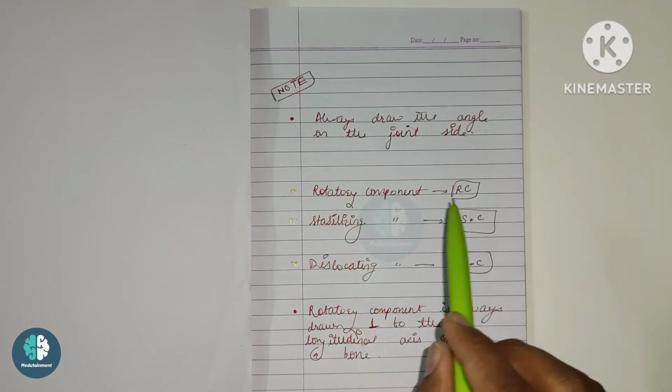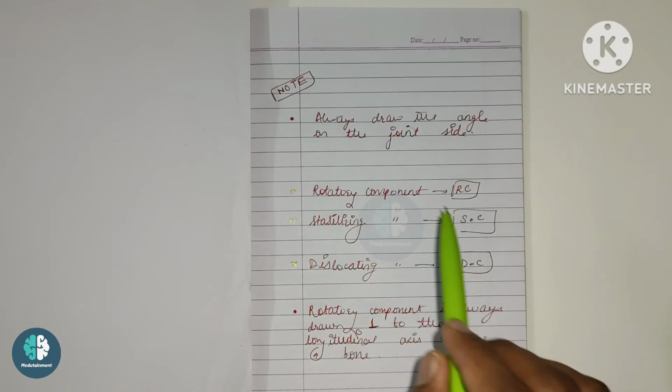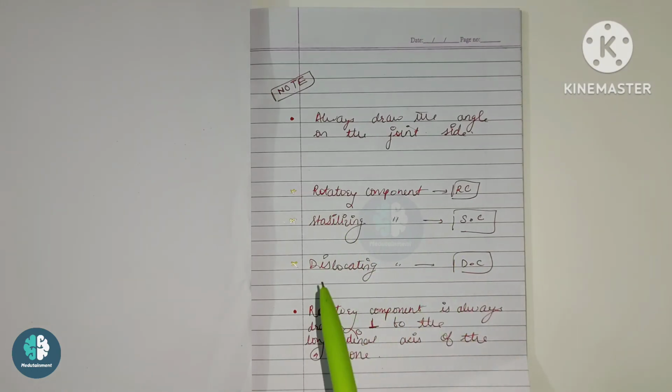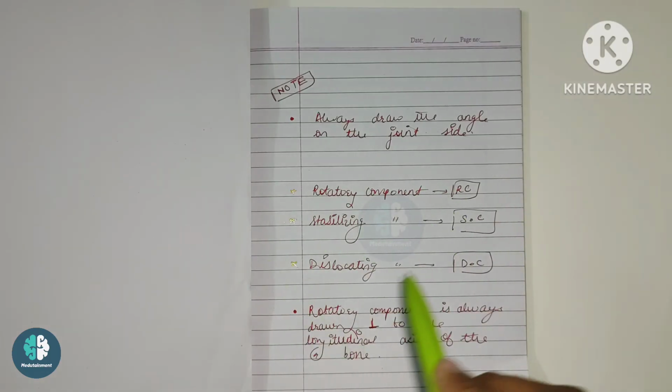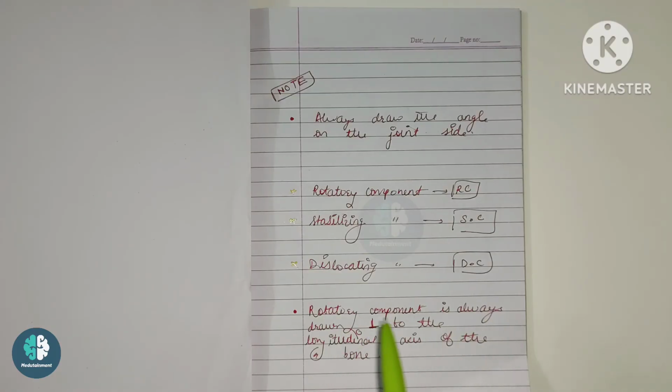Next are the key words: RC means the rotatory component, SC means the stabilizing component, and the dislocating component is DC. RC, SC and DC. So these are the three components used in all the three cases of the angle of pull. Last but not the least, the rotatory component is always drawn perpendicular to the longitudinal axis of the bone. We have seen that in all the three cases. So this is a very important point to note while drawing all three cases.